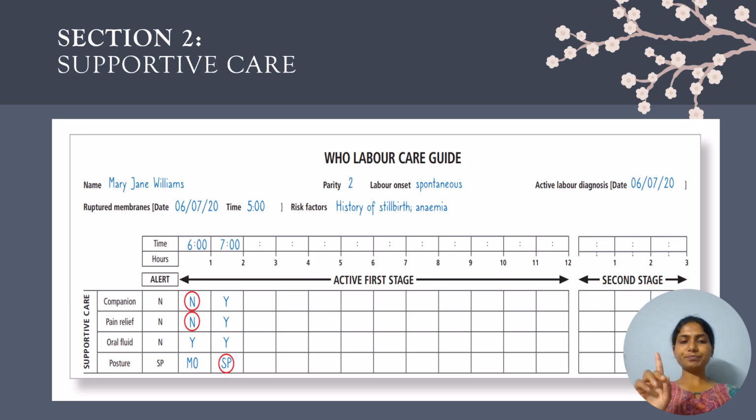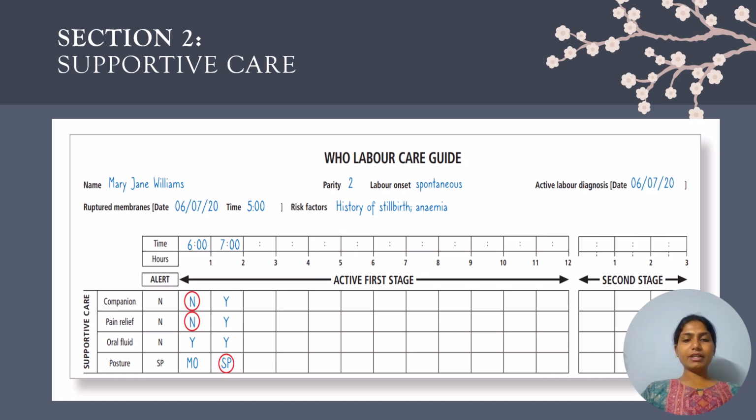There are 4 components. One is the companion. Whichever companion the mother wants next to her during this process of labor, she can allow them to stay with her. So either her husband or her mother or her sister. Whoever she wants and is comfortable with can stay. N stands for no, Y stands for yes, and D stands for the patient has declined.